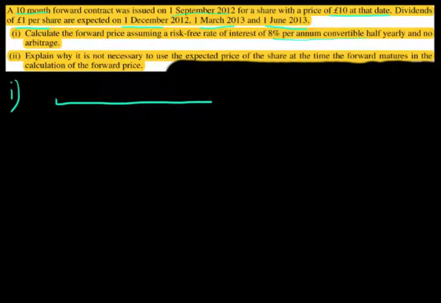Alright, so let's just have a look at this. We're looking at 10 months, starting at 0. Now, it's worth £10 over here. In 3 months, we are getting £1. At 6 months, we're getting another £1. At 9 months, we're getting another one, and then we're going to pay some amount over here to get the stock rather than paying 10 over here.